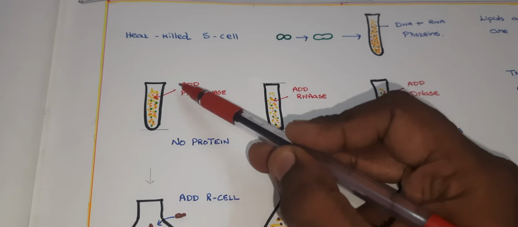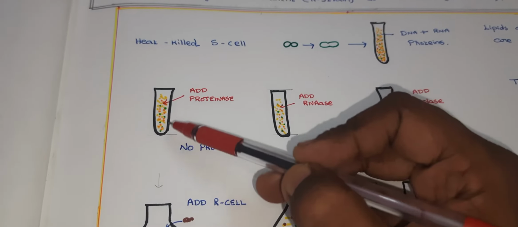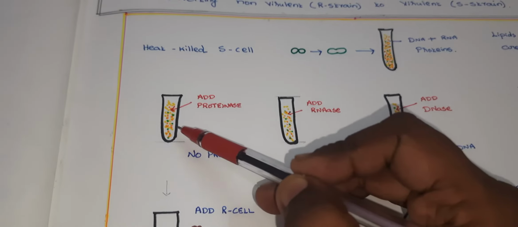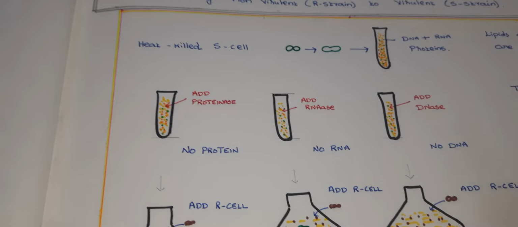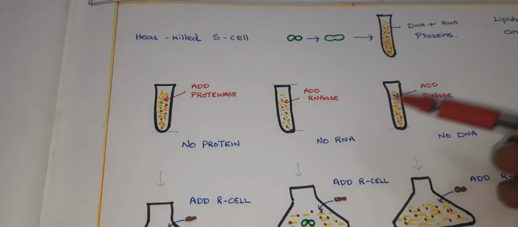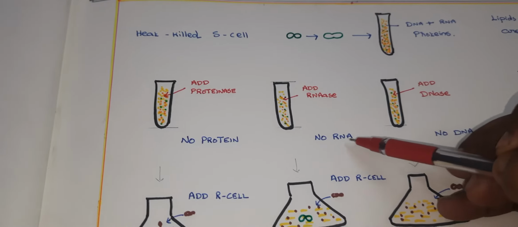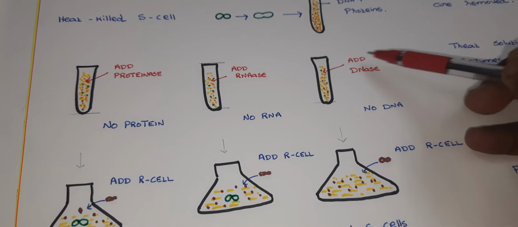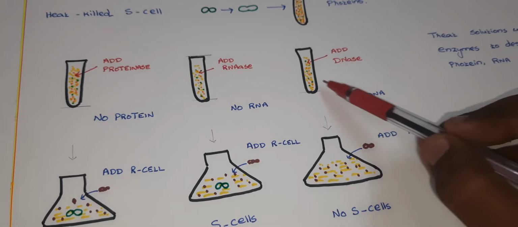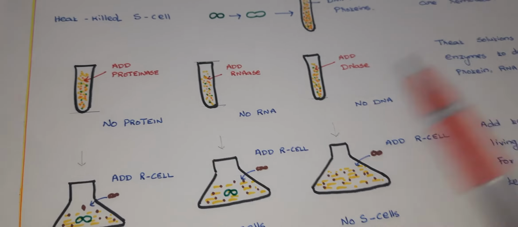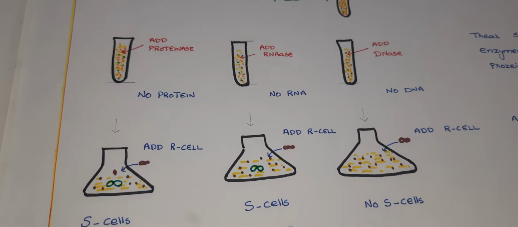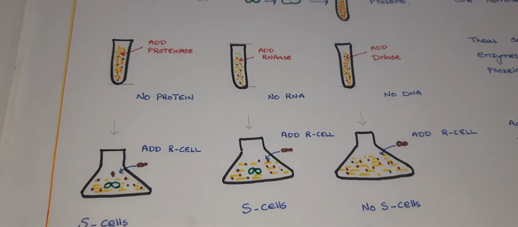Proteinase acts on the protein present in the solution and digests it, hence there is no protein in the first tube. In the second tube, RNase acts upon RNA, and the RNA was digested, so there is no RNA. And DNase, the enzyme which acts upon DNA, digested the DNA, so there is no DNA. These solutions were taken in conical flasks, and finally the R cells were added.